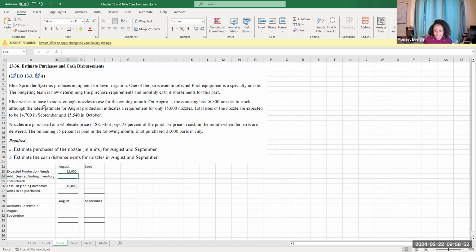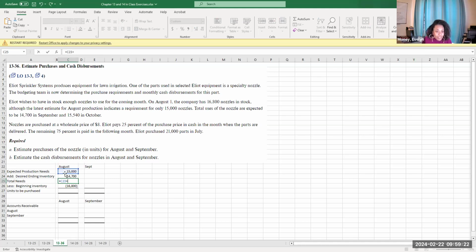And the only way I know this to be true is because of this first sentence. Now, you're probably reading ahead of me. I was still hung up on Elliott only having one L and not two L's. So I read that sentence, but I wasn't paying attention to it, because Elliott wishes to have in stock enough nozzles to use for the coming month. So total usage of the nozzle are expected to be 14,700 in September. That simply means that that is my desired ending inventory for August.